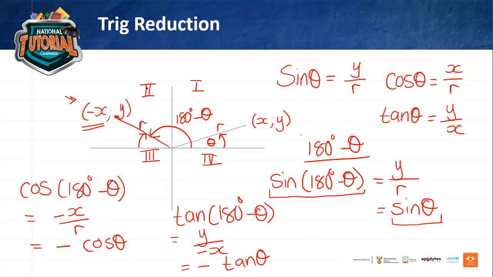All right, so those are our reduction formulae for quadrant 2. Sine of 180 minus theta is equal to sine of theta, so there's been no sign change. But cos of 180 minus theta is now negative cos of theta. Tan of 180 minus theta is also negative tan of theta. So those are our 3 from quadrant 2. I'm going to go through quadrants 3 and 4 quickly.